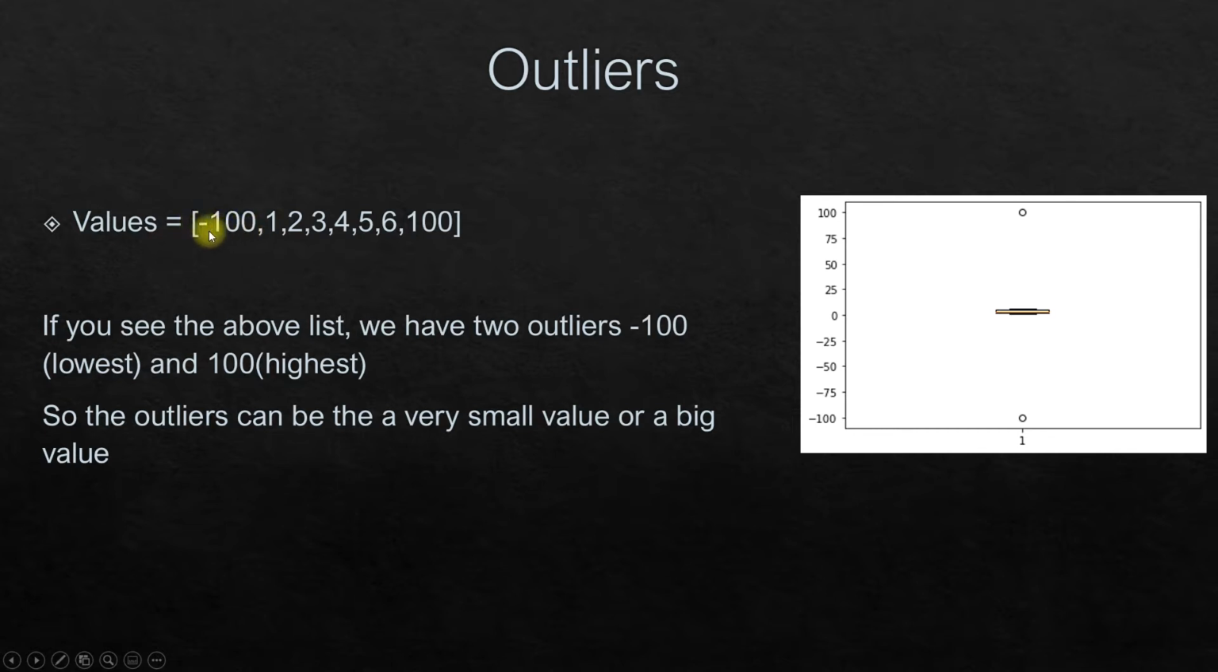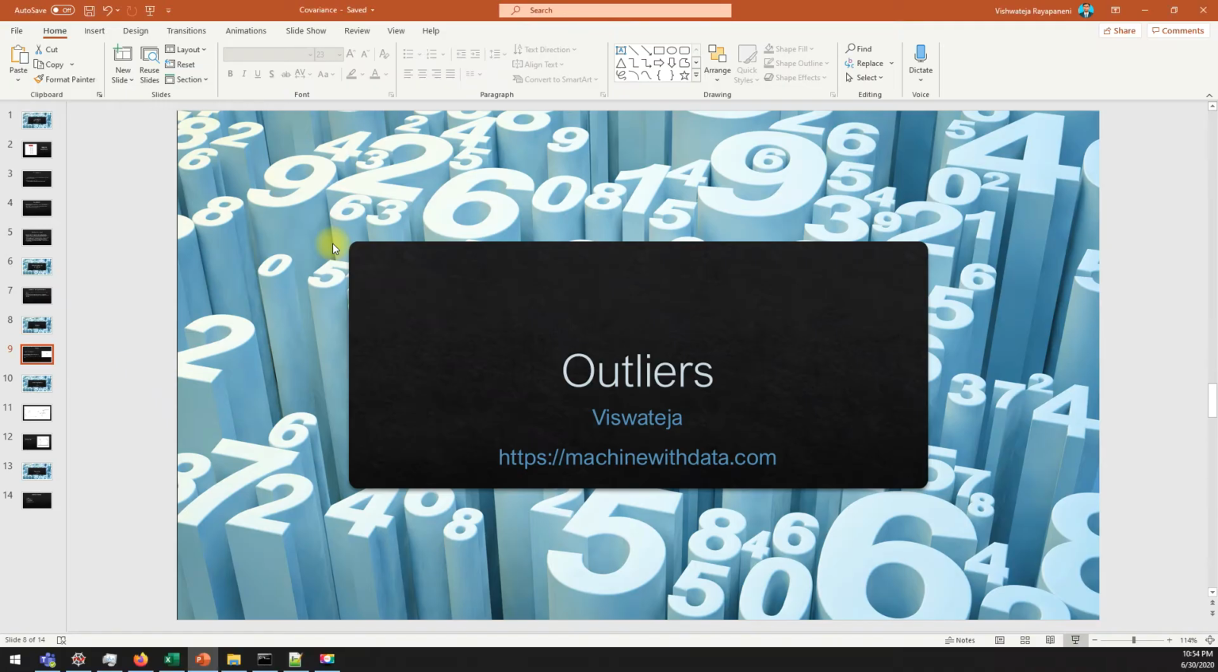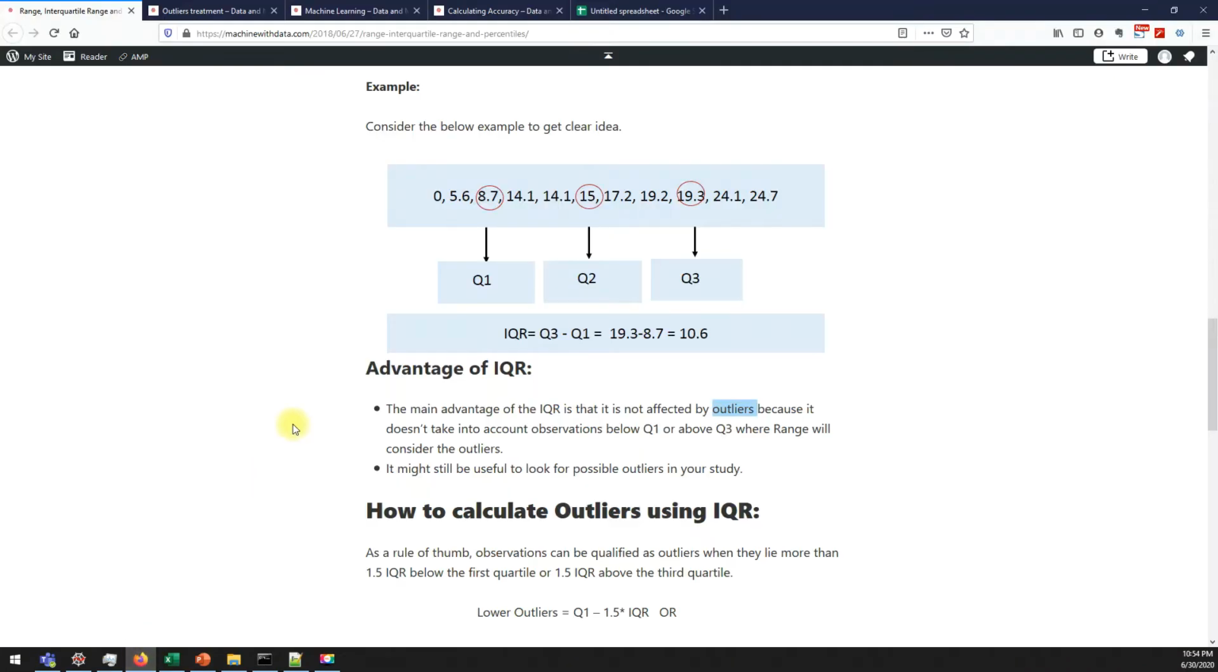So what we understood is that an outlier can be an extremely high value or an extremely low value. This is a very small list with only a few values. What if I have a humongous amount of values in a given list or variable? How can I find outliers? Unfortunately, we don't have any straightforward statistical rule or technique to find outliers, but we have one widely used technique called IQR, the interquartile range. So we'll try to understand how to use IQR.